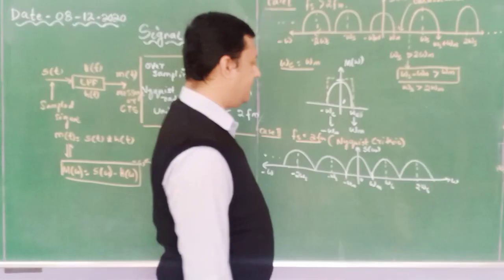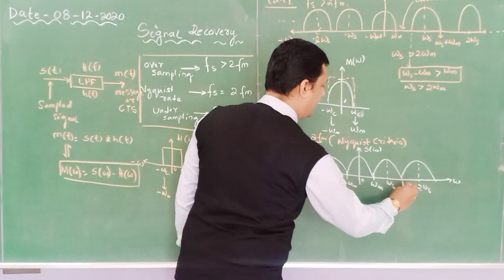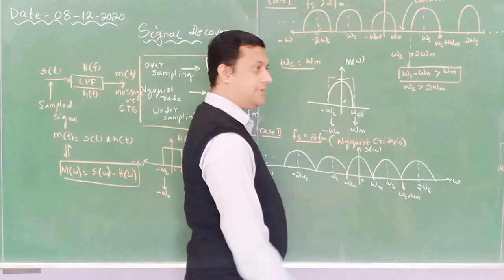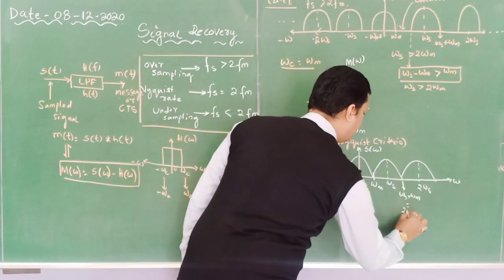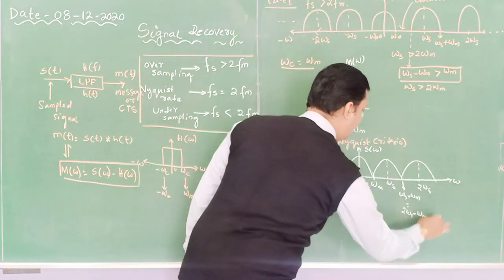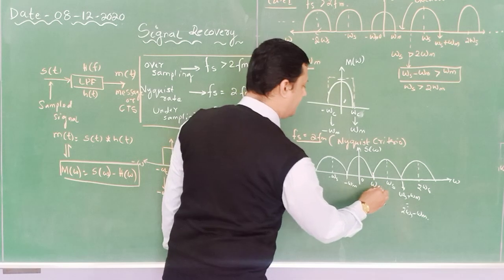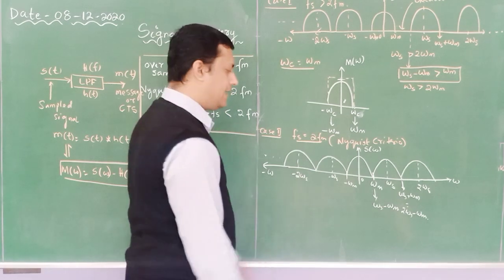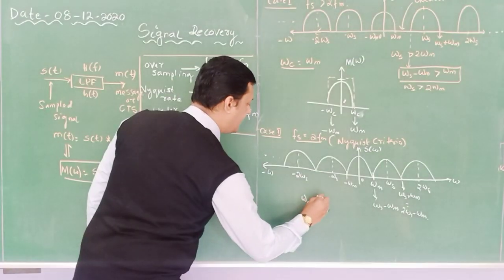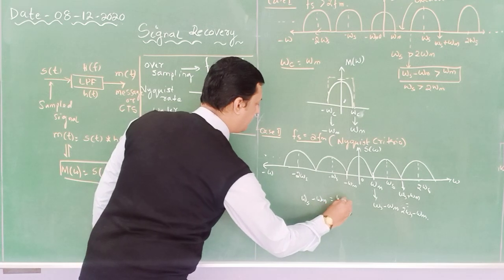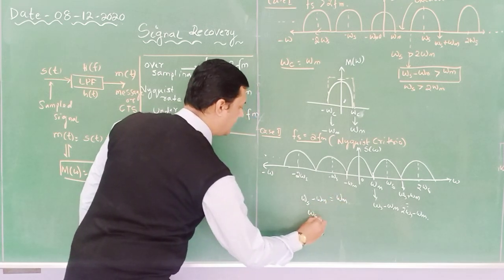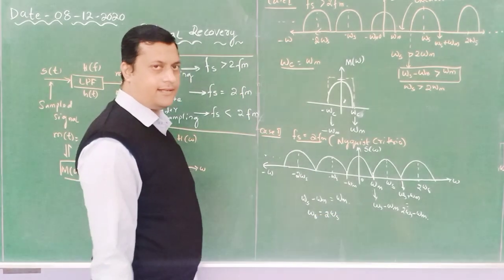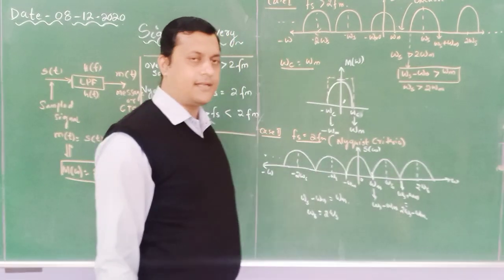Now in this case what happens? You can see at this particular point I can write omega s plus omega m, which is the same as 2 omega s minus omega m. Or on this particular side I can write omega s minus omega m. So what it indicates is that omega s minus omega m is equal to omega m. So omega s is equal to twice omega m. That means it satisfies your Nyquist criterion, because the limits at both points are the same.